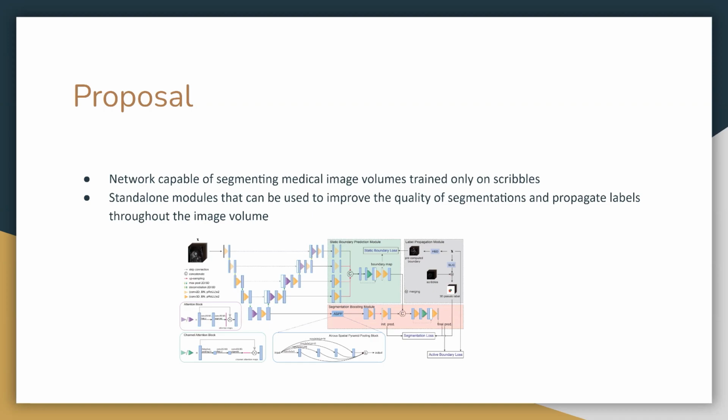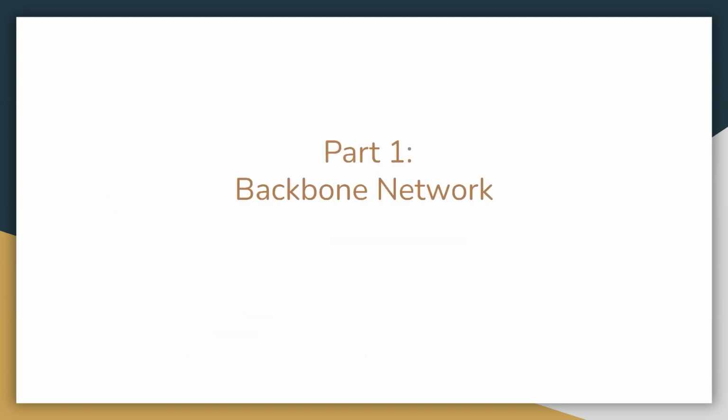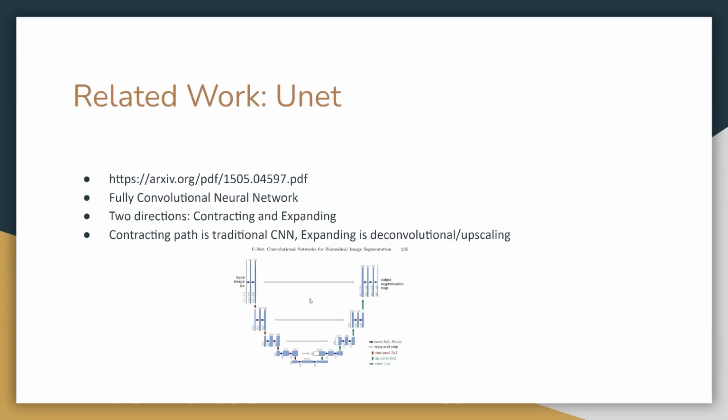So part one, as you can see, this image is really complicated. It has a lot of moving parts, but I don't think any of these parts individually are all that complicated. So I decided to break it down bit by bit. So first, we're going to talk about this backbone network. The related work for this backbone network is UNet.